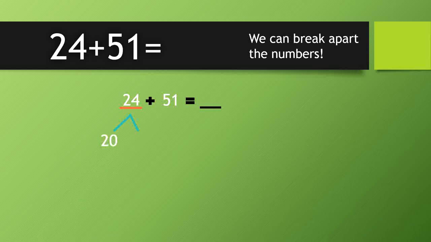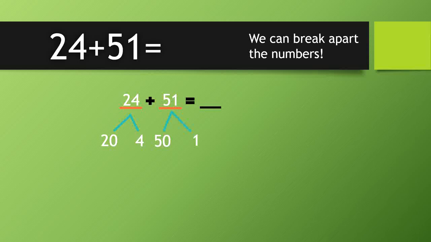20 for the tens place. And what about the ones place? 4. Easy. Now let's break apart 51. What number is going to represent our tens? I see a 5 in the tens place, so that means it's going to be 50. And what about the ones? In 51, it's just 1.